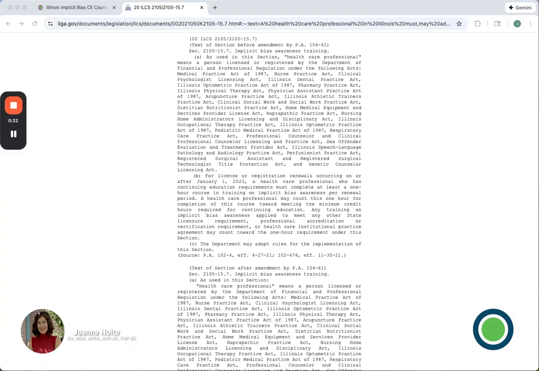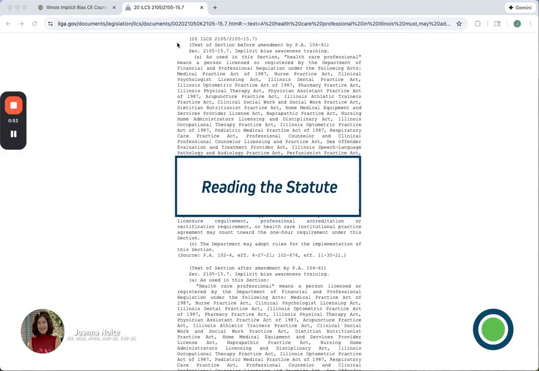Let me show you the actual law and exactly how to complete this requirement quickly with an instant certificate. We'll start by reading the statute together, and then I'll walk you step by step through how our Illinois Implicit Bias course meets all the requirements for your license type. Here is the actual Implicit Bias Awareness Training Statute.